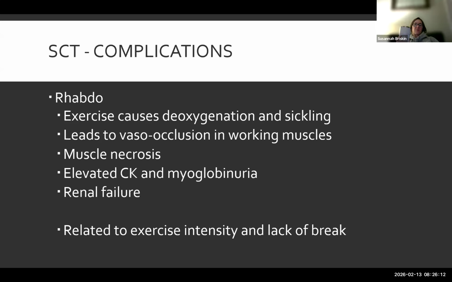Why do they get rhabdo? Because exercise causes deoxygenation, and then you get sickling, and then you're essentially having vasoocclusion in your working muscles. So anytime you see a sudden drop, or somebody grabbing at their muscles, you want to think about this. They can end up with muscle necrosis, elevated CKs, myoglobinuria, and renal failure. It can be related to exercise intensity with a lack of breaks. So think of people undergoing testing, like military testing, police academy, or fire academy testing. But really, this is your early season athlete who may be having a fitness test in hot weather.